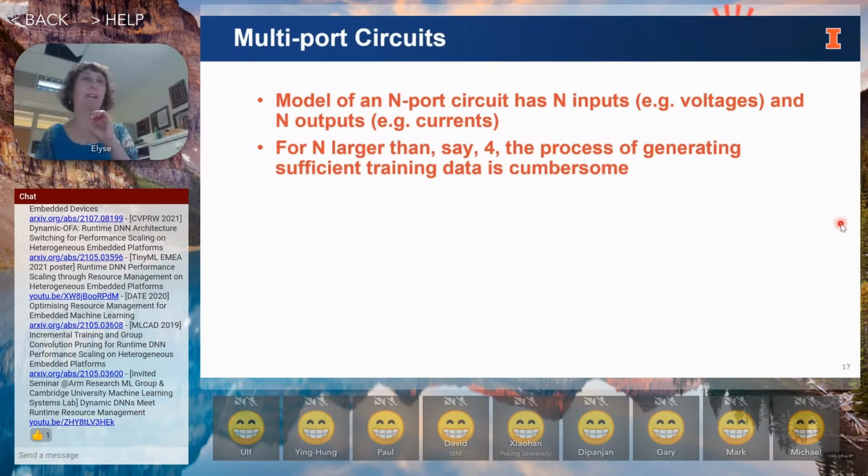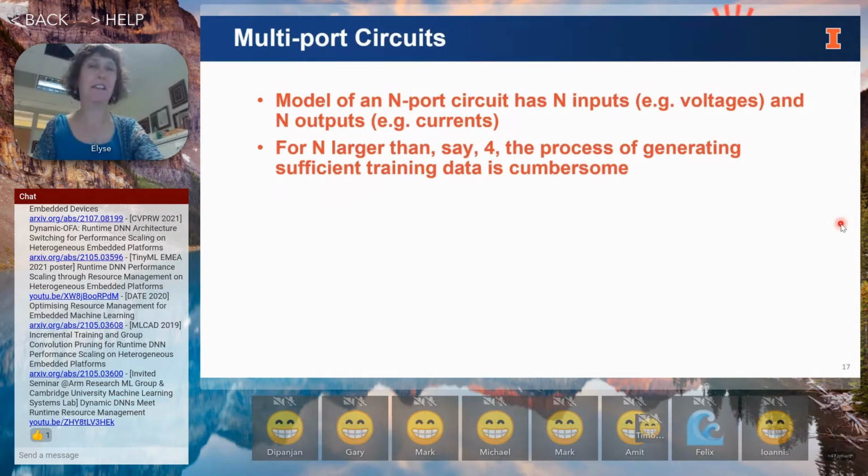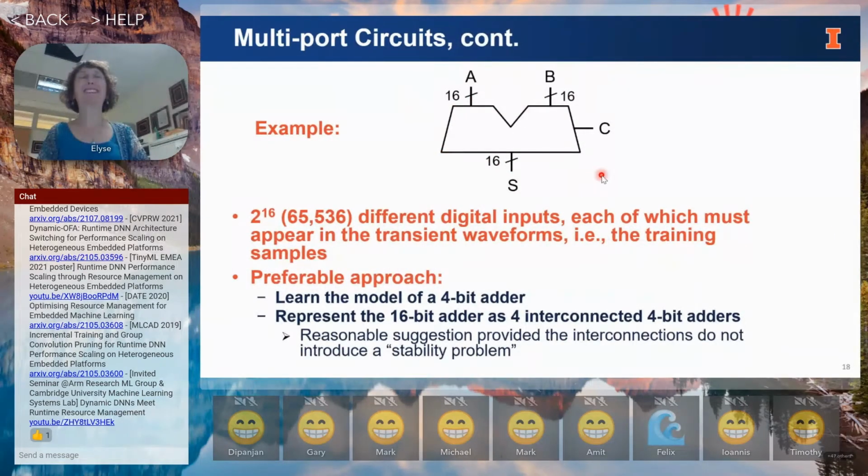So one problem has perhaps been addressed, but what other hurdles do we encounter? Let's focus for a moment on multi-port circuits. If my circuit has n ports, my RNN model of that circuit will have n inputs and n outputs. And if that number n is bigger than about 4, it can be very cumbersome to generate the necessary training data. Let me give a little example. This represents a 16-bit adder circuit. There are 64K different digital inputs that can appear at the input to the circuit. And each of those 64K different digital inputs should appear somewhere in the transient waveforms used for model training. And I certainly don't want to be responsible for putting that training set together, and probably neither do you.